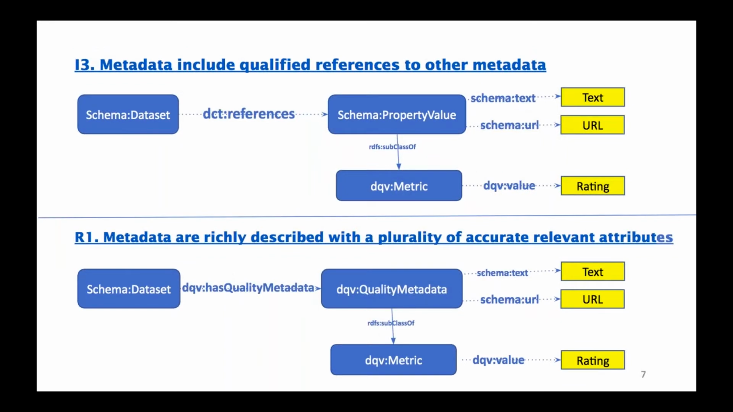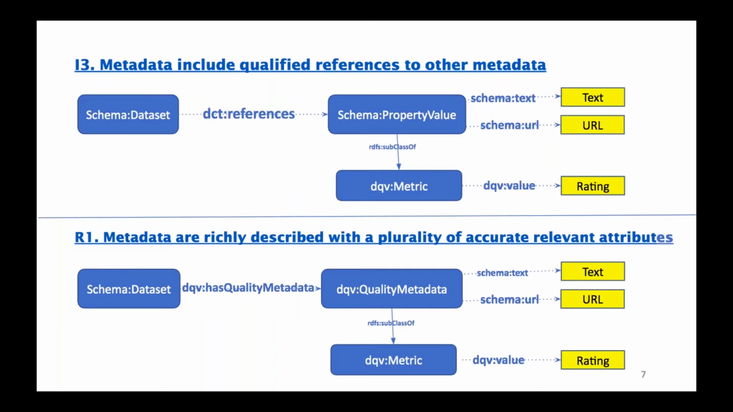And then finally, we come to the reusable. R1: metadata are richly described with a plurality of accurate and relevant attributes. We use a property called has quality metadata from the data quality vocabulary, linking the dataset to the data quality vocabulary class called quality metadata, and we give it a value rating.